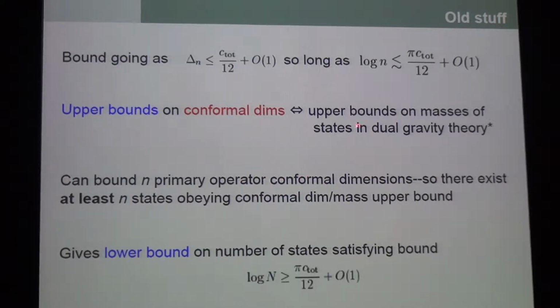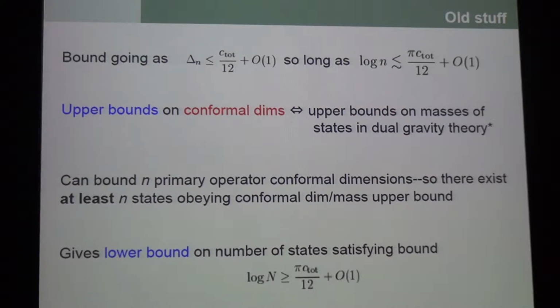So what we realized was that so long as this condition is satisfied, we can bound n primary operators in this sort of way. Okay? So we can derive a bound on n such primary operators so long as this is obeyed, which means that there must be at least n primary operators obeying this inequality. Right? We're turning the fact that we can derive these things into an existence claim on the minimum number of primary operators that are going to satisfy this inequality on the conformal dimension. So we conjectured a lower bound on the number of states satisfying this bound.